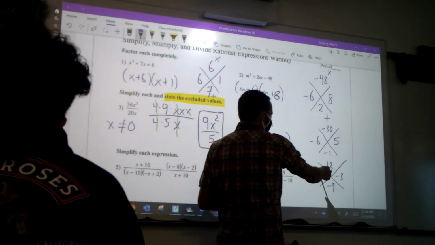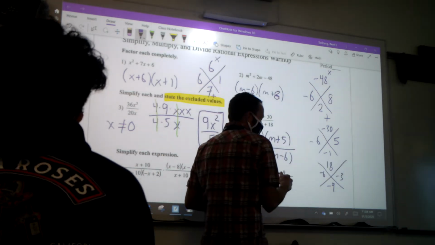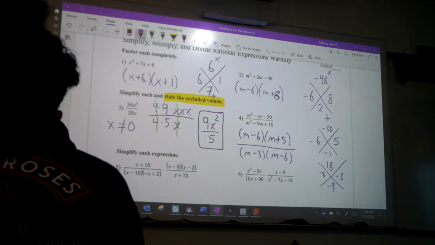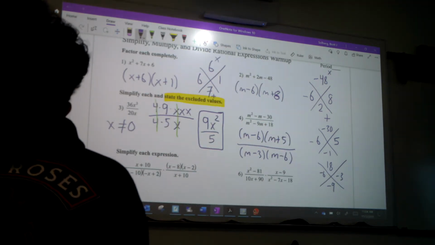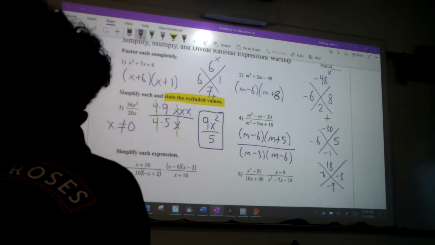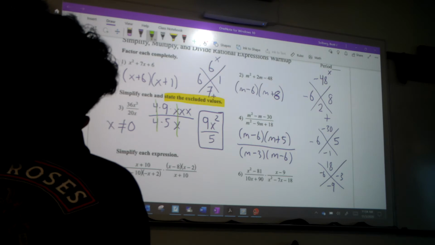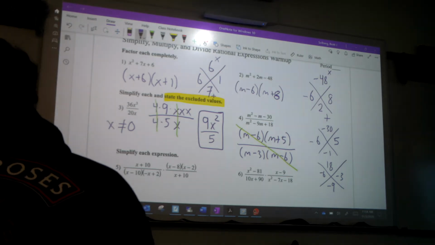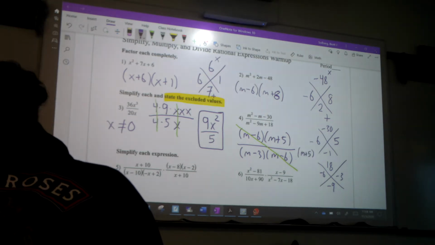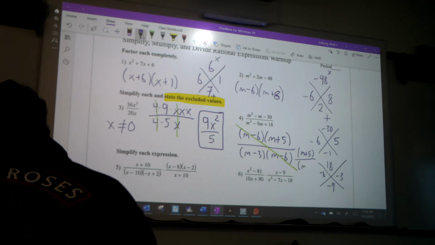Let's check that. Negative 6 times negative 3 is positive 18. Negative 6 minus 3 is negative 9. Good job. Okay, now we're not done on this one because we're going to look and see what can I cross out. So Emma, what's the same here? So I'm going to just put a little note here. I kind of ran out of room, but the answer is going to be m plus 5 over m minus 3.